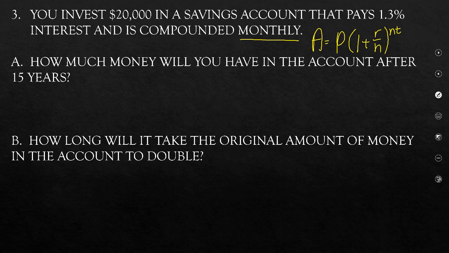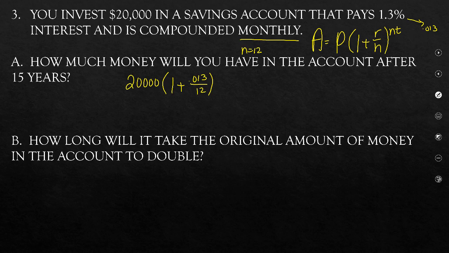All right, let's substitute in. You invest $20,000 into a savings account that pays a rate of 1.3%. So that would be 0.013 as my rate. So 1 plus 0.013 over the number of times compounded monthly. There are 12 months in a year, so divide that by 12.